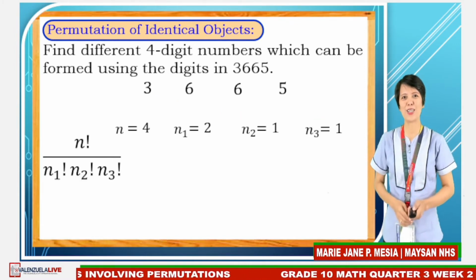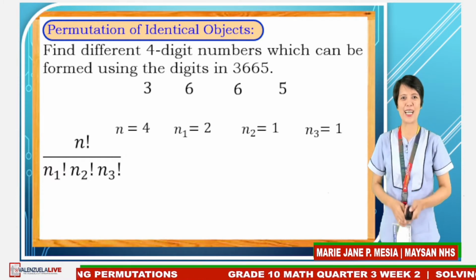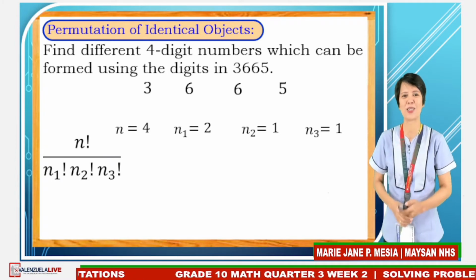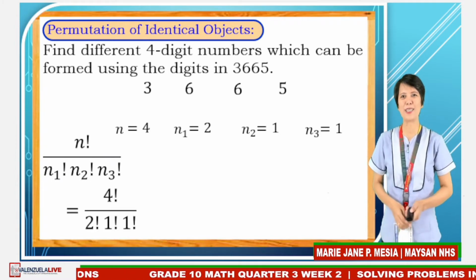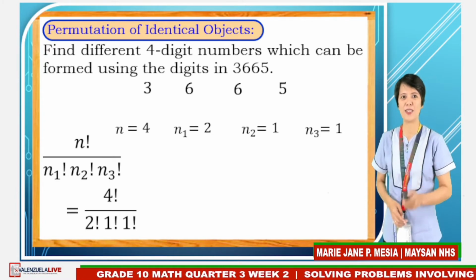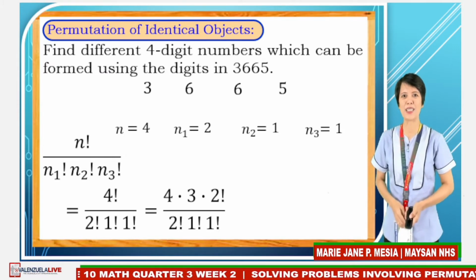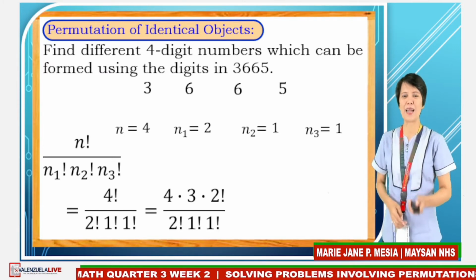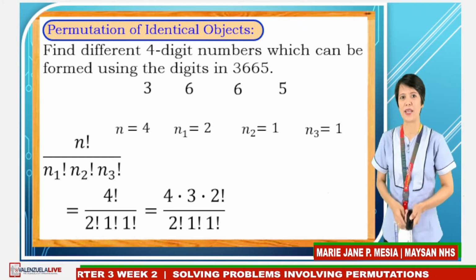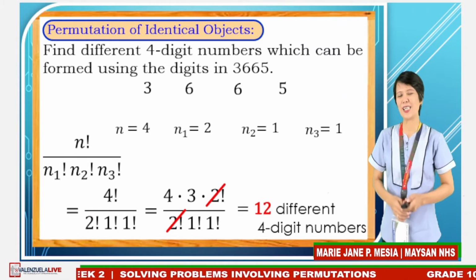So the permutation of 4-digit numbers where the 6s are alike is 4 factorial divided by 2 factorial times 1 factorial times 1 factorial. Expand the factorial notation in the numerator up to 2 factorial, since our denominator is also 2 factorial. Cancel 2 factorial. What is left are 4 times 3 because 1 factorial is 1, then simplify. The answer is 12 different 4-digit numbers.